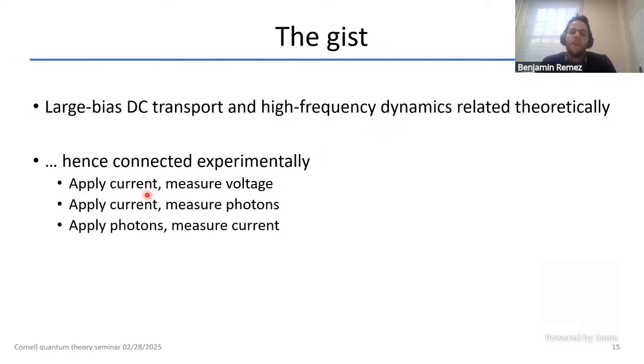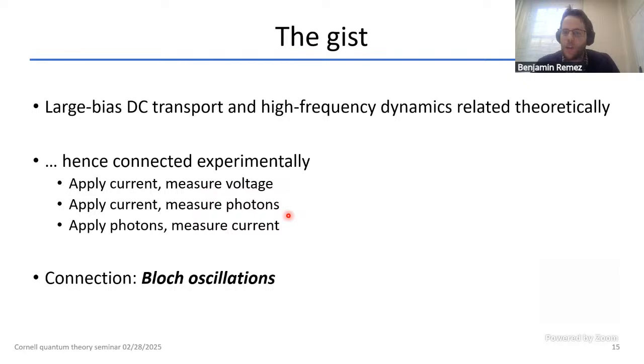So you could either apply a current and measure the voltage. That's like a DC to DC experiment. You can apply a current and measure photons. That's basically DC to AC, to high frequency. Or you can do the inverse experiment. You can apply photons and measure current. And all of these quantities are actually interconnected. And what connects them is this phenomenon of Bloch oscillations.